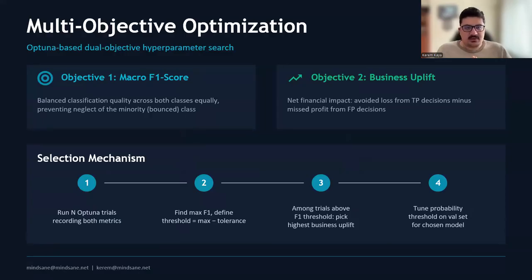And here's our approach to multi-objective optimization. The main objective is the macro F1 score, and the second objective is business uplift.